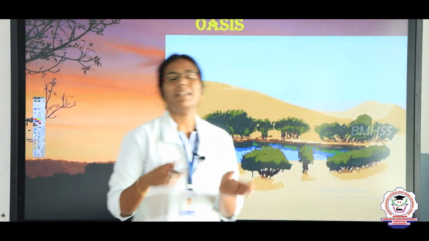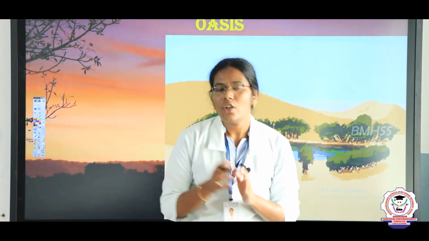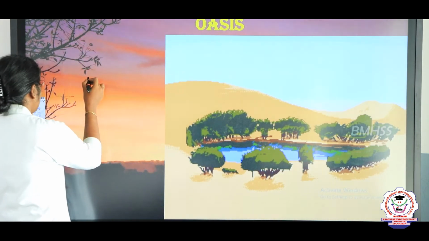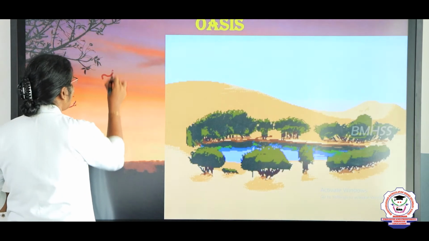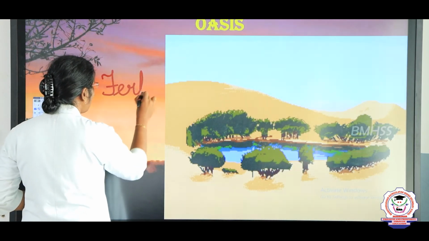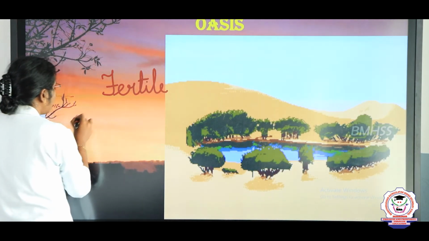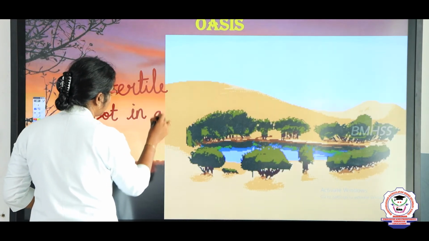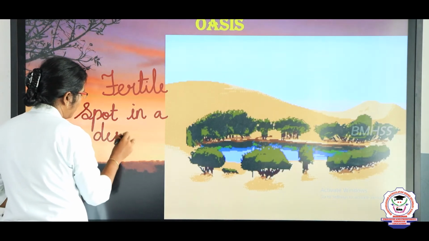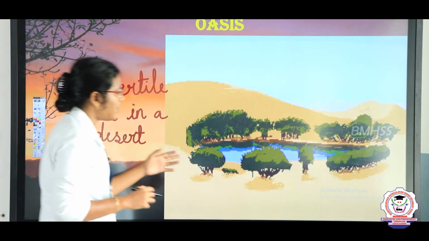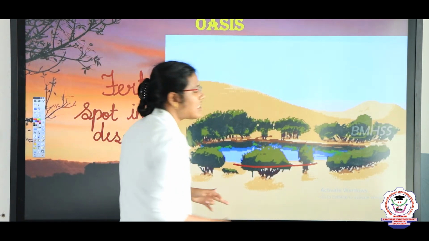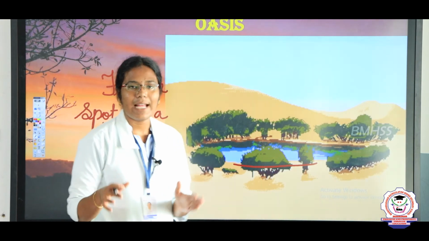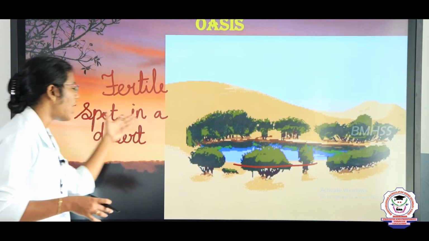Next, in Saudi Arabia, in a desert region, we can see an oasis. So what is meant by an oasis? An oasis is nothing, children, but a fertile spot in a desert, which means underground water comes to the surface. In Saudi Arabia we see an oasis.